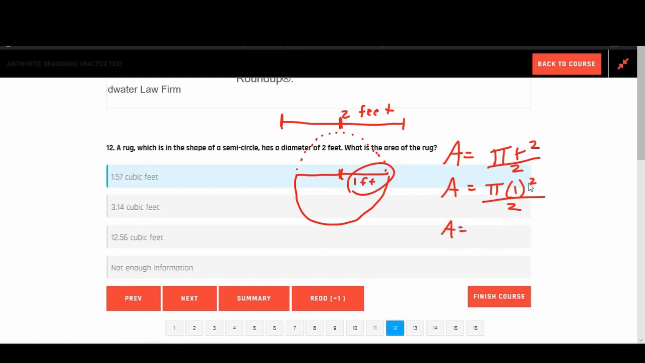Area equals 1 squared is just 1. Anything times 1 is itself. This is pi over 2. Again, you want to use 3.14 for pi whenever you have to use it on the ASVAB. So this becomes 3.14 divided by 2, which looks like this. And we could stop right here and say this is the only logical answer choice, but since we're practicing, let's work it out.